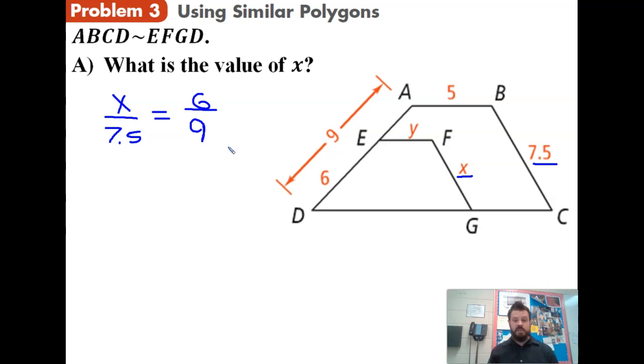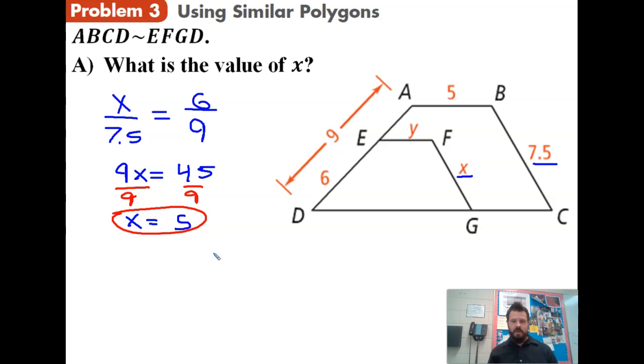All right, so let's go ahead and solve that. We'll cross multiply. X times 9 is 9x, which is equal to 7.5 times 6, which is 45. Cross multiply, then divide. I'm going to divide both sides by 9 here, and we end up with x is equal to just 5. So x equals 5 would be the length for that missing side there. And again, I can do that because I know the sides are proportional.